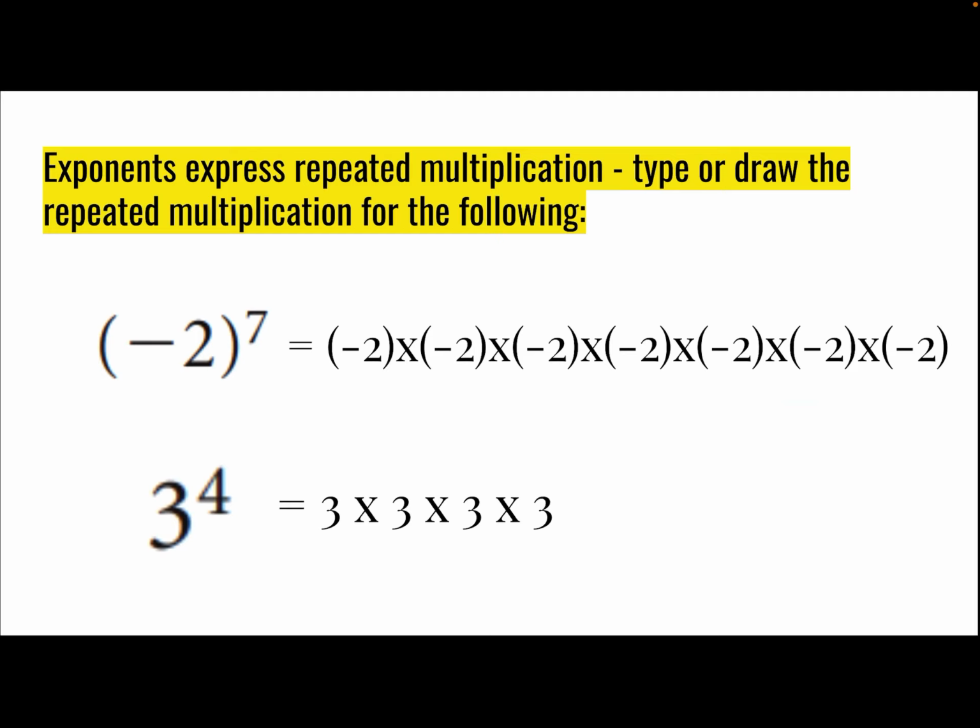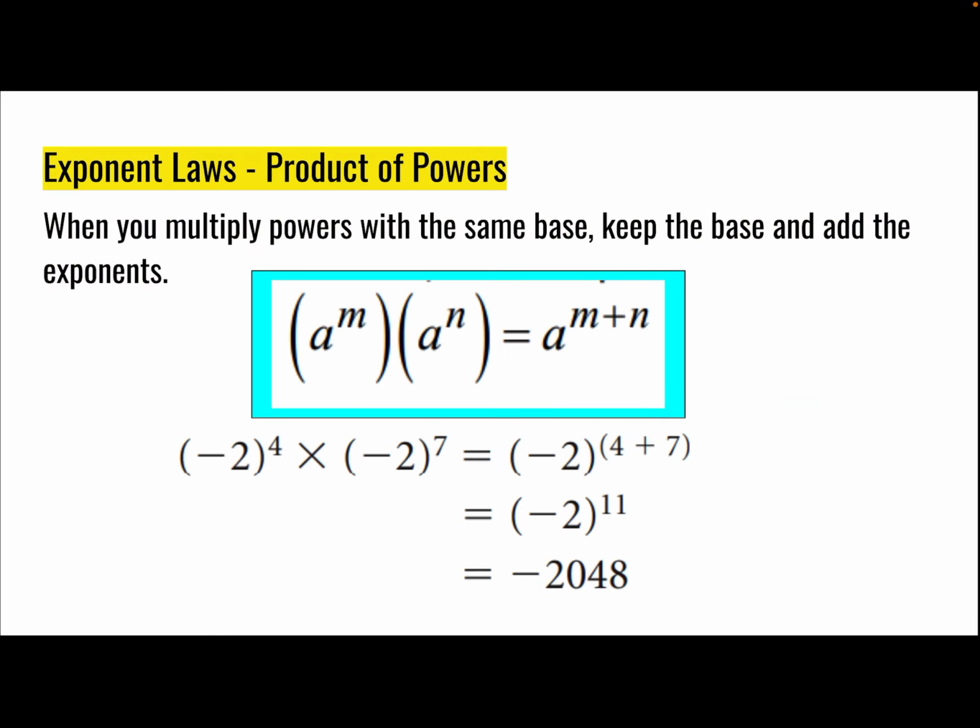For 3 to the 4, 3 is my base. The number of times I'm repeating the multiplication is 4 times. So it's 3 times 3 times 3 times 3, 4 times. Okay. All right.